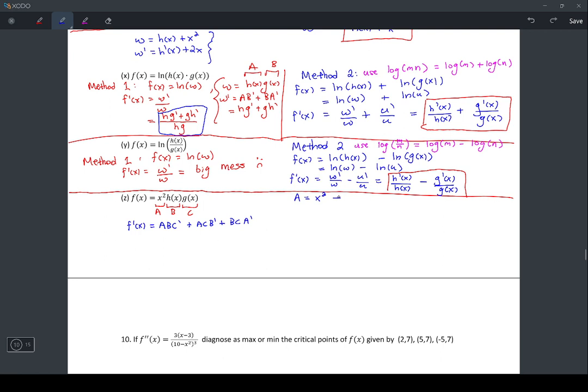A is equal to x squared, so a prime is equal to 2x. B is equal to h of x, so b prime is equal to h prime. And c is equal to g of x, so c prime is equal to g prime of x. So I'm going to take all that data and plug it in. We have x squared, and then b is h.